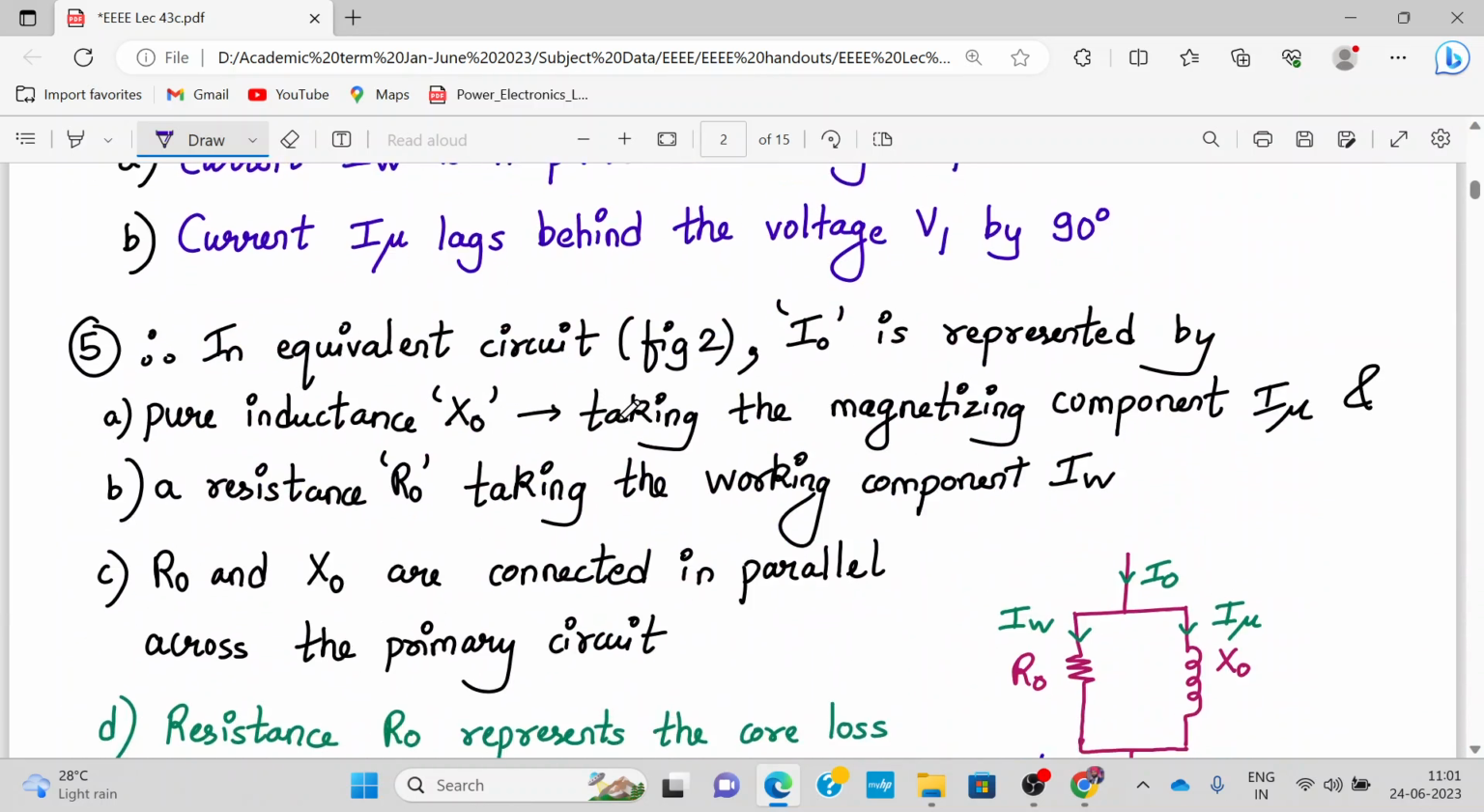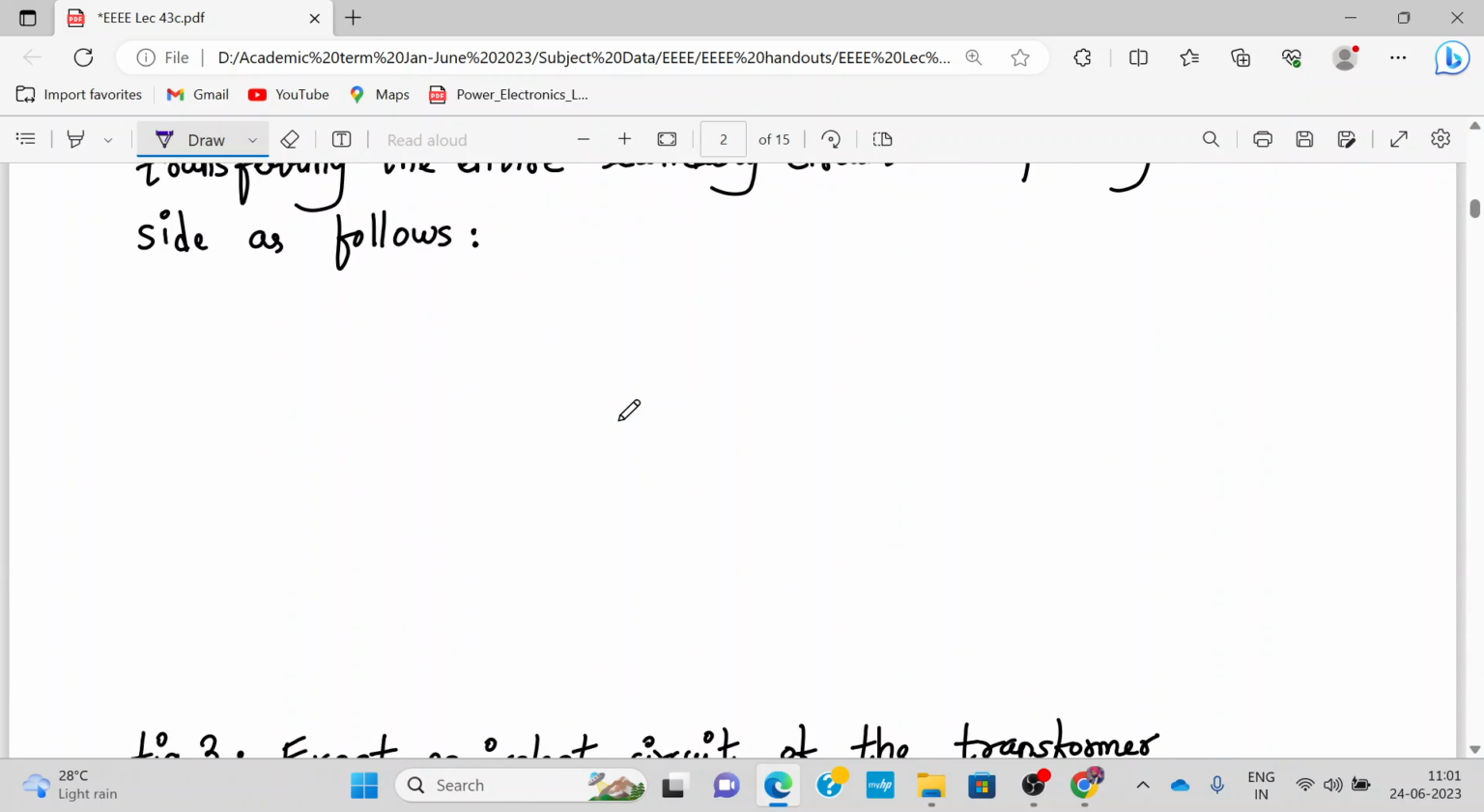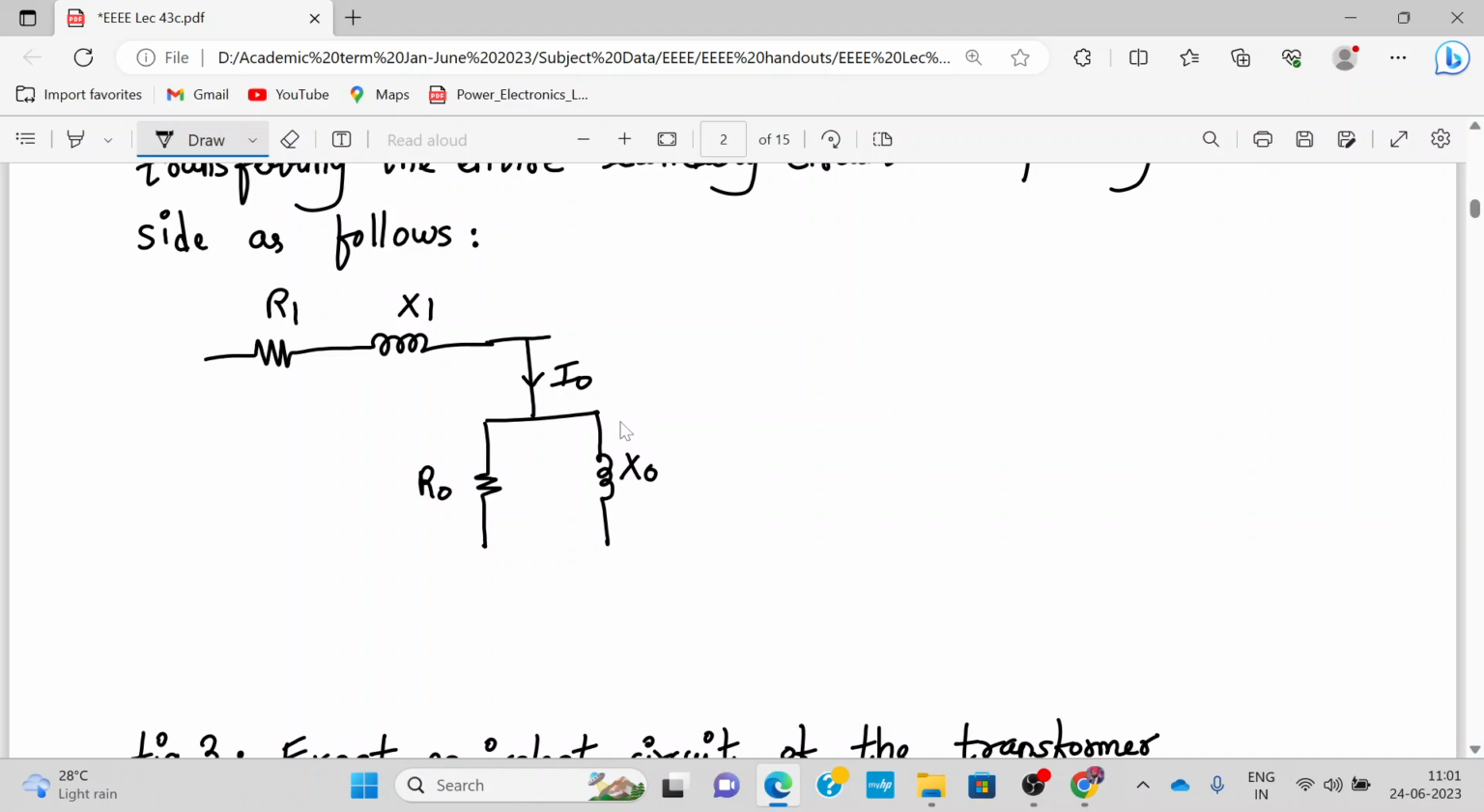Alright, so let's redraw it. How will the circuit look like? So the primary side will remain, the components will remain as they are. So let me draw it. R1, X1. Then we have I0 current flowing. It has two components, R0, X0, and this will correspond to IW, I mu. So far it is similar.